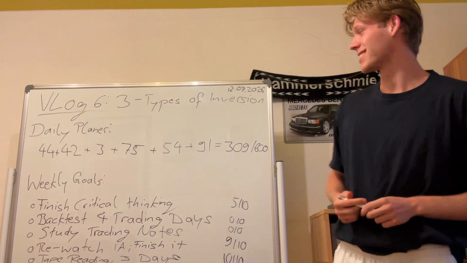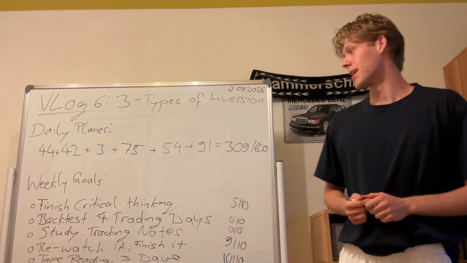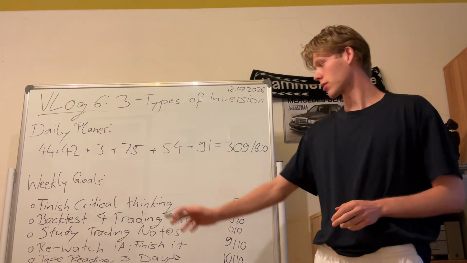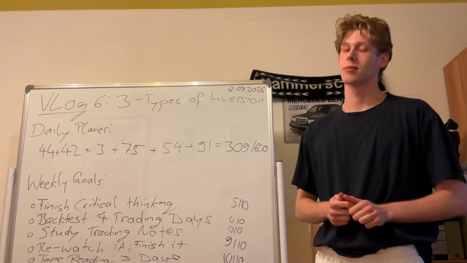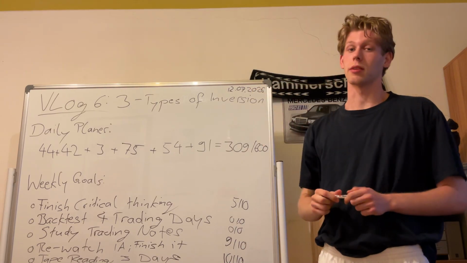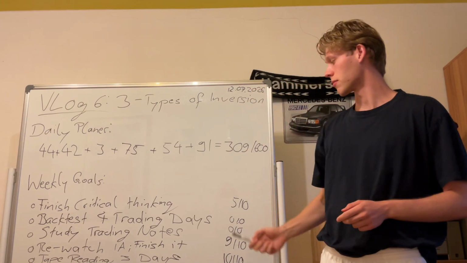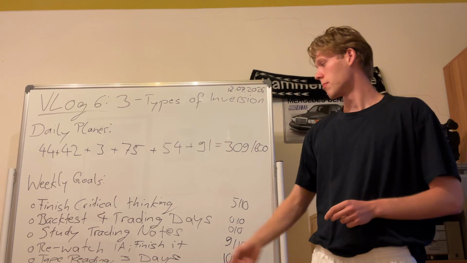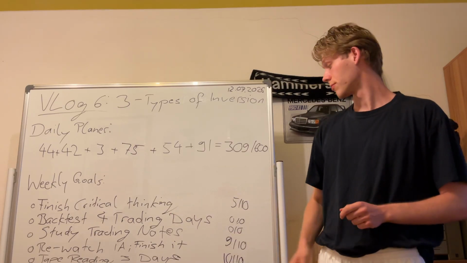Then let's change to the weekly goals. To the protocol. Finished critical thinking, 5 out of 10. I did some critical thinking and good progress, but I haven't finished it yet. Not enough. That's why I gave myself the 5 out of 10. Backtesting, I didn't backtest at all, 0 out of 10.